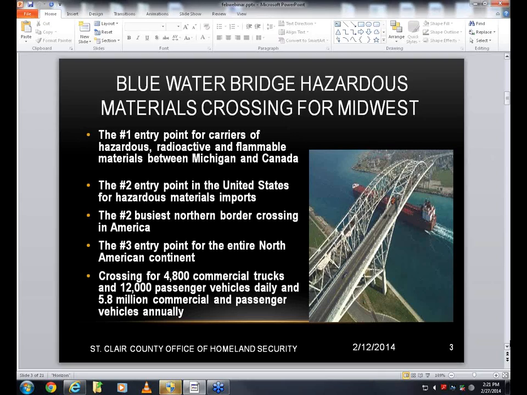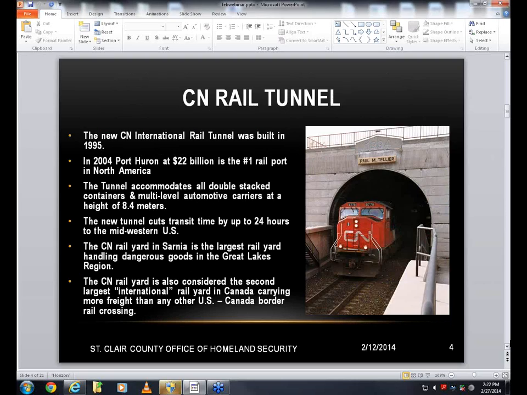It's the number 2 entry point in the entire United States for hazardous materials, the second busiest northern border crossing, and third busiest in the entire North American continent, and it certainly presents challenges, especially at times excessive gridlock and potential for incidents on either side of the border.